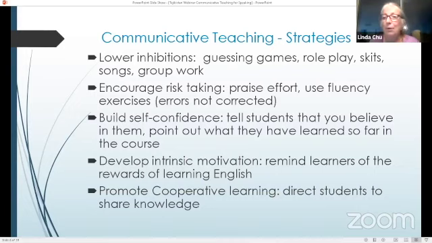And then promoting cooperative learning, having students share what they know. This is what happens in real life. We don't live in a bubble with our own head, right? We interact with other people, and that's what language is, communication. And so having students do pair work and group work actually promotes that kind of thing.